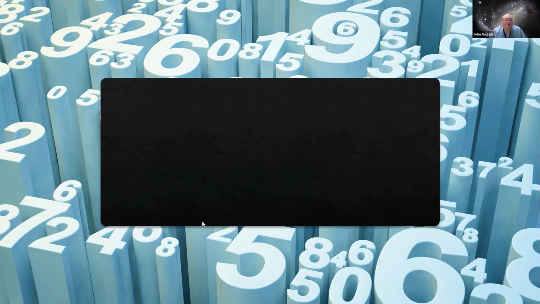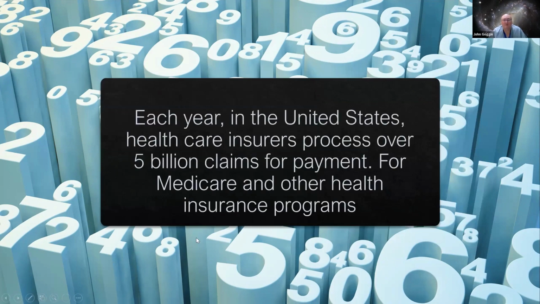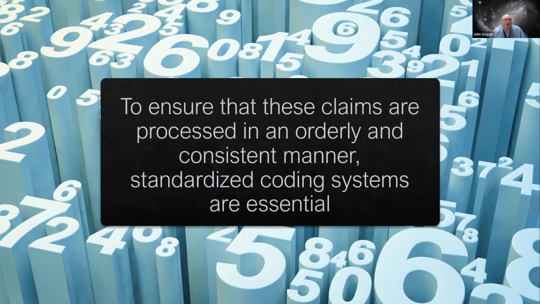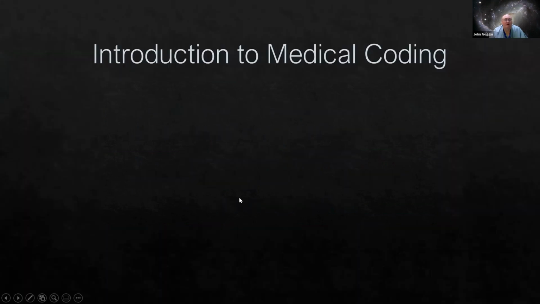So first, we look at why do we need the complex medical coding system that we have? And the answer is fairly straightforward. There's essentially 5 billion medical claims per year filed in the United States between private and public insurance companies. So in order for that to work at all, we need to have some sort of a standardized coding language that we can all use and understand. So it's just essential that we have these types of systems.